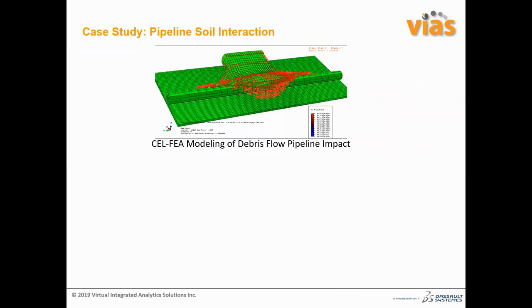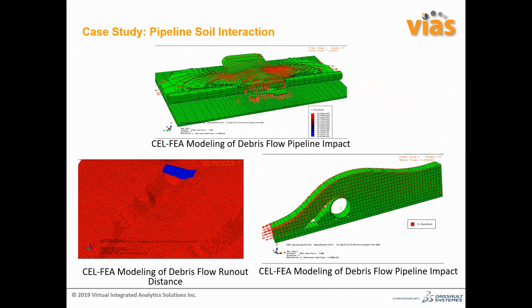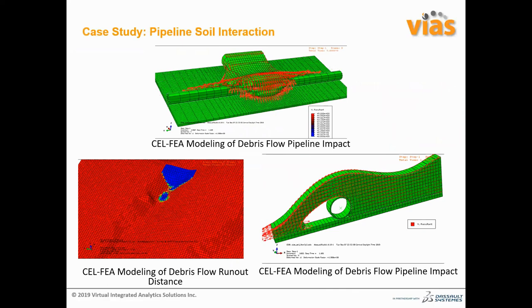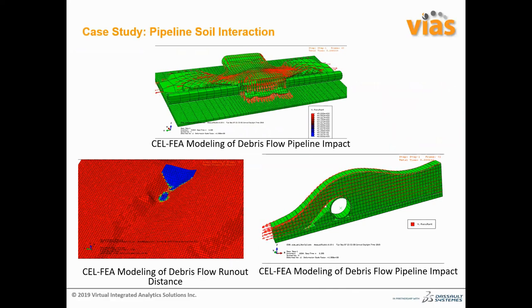These are some examples of pipe-soil interaction. We have used a combined Eulerian-Lagrangian formulation for FEA modeling of debris flow over a pipeline for impact, and this is again debris flow for a runout distance calculation. So if you have a pipeline going through an area where there's a possibility of debris flow, we can perform those analyses and give you a more quantitative idea of the risk involved. This is more of an integrity issue, so there is no corrosion or anything going on, of course. But think of it as similar in nature, where you are pushing the boundary, things are adversely affected, and you want to know what will happen.